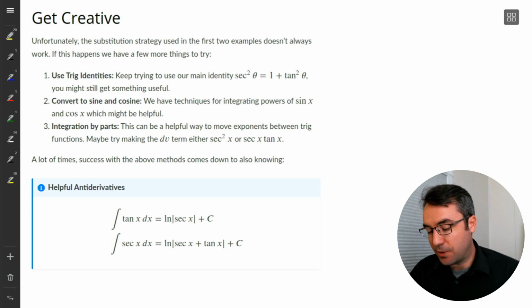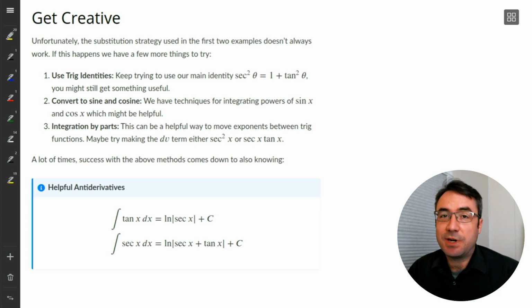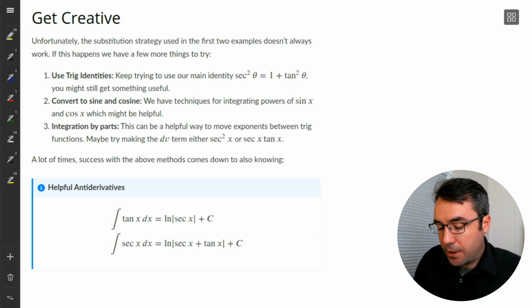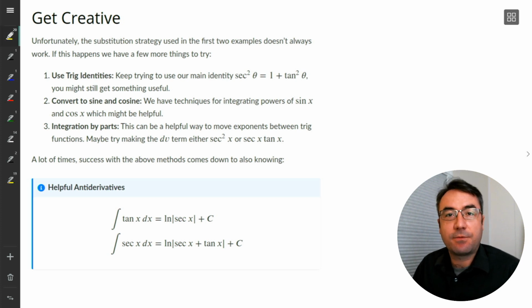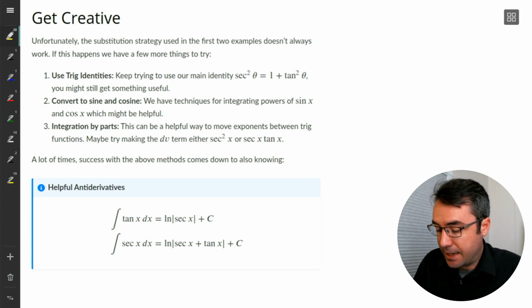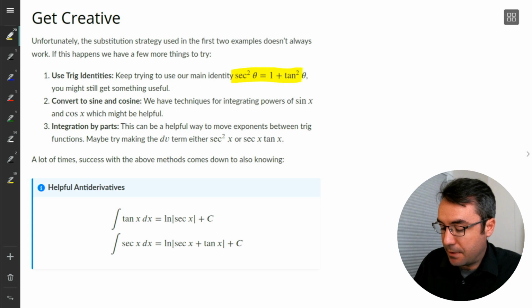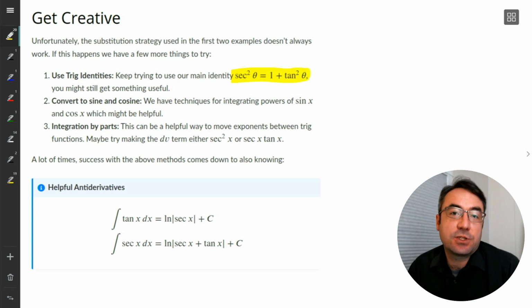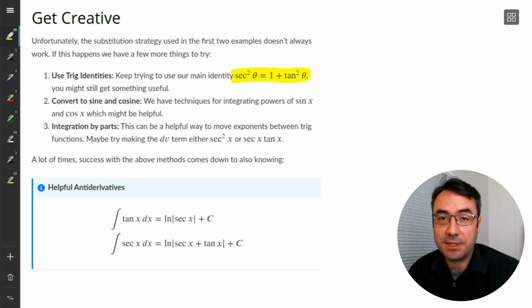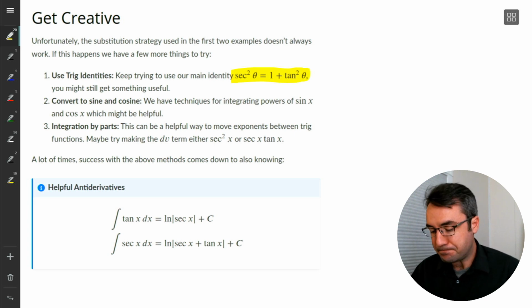The first thing we can try is using some trig identities and rewriting the function that you're working with. The main trig identity for dealing with powers of secant and tan is our usual secant squared theta equals 1 plus tangent squared theta. So that might still give you something useful.